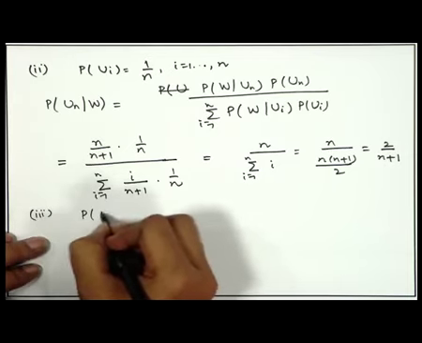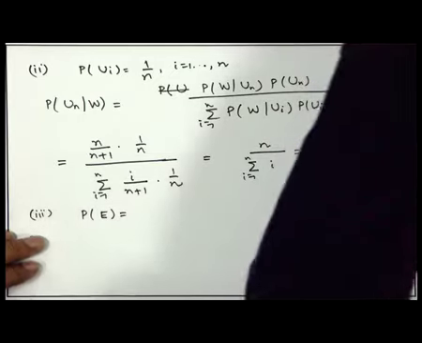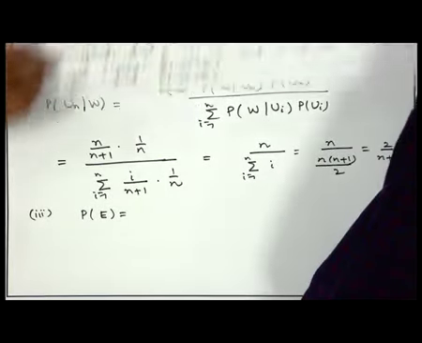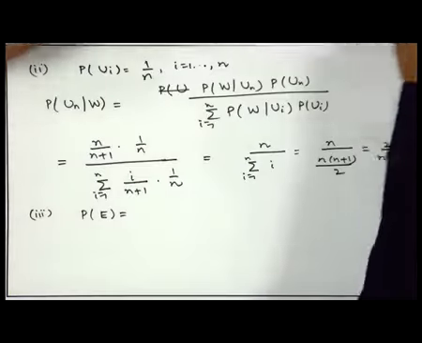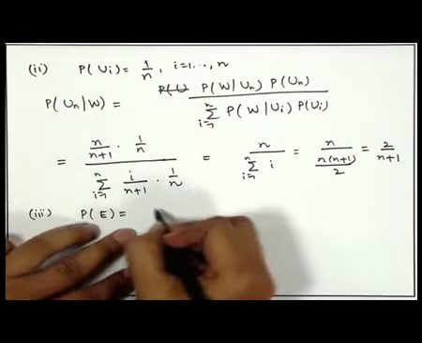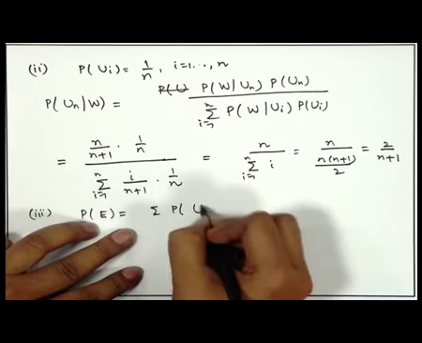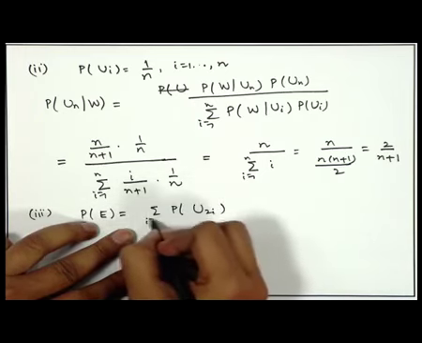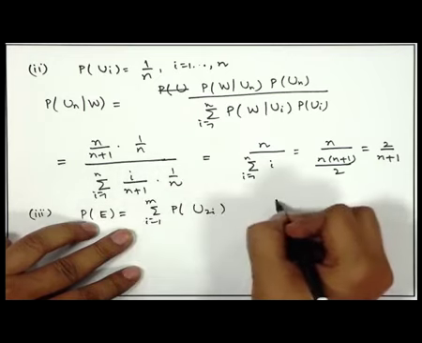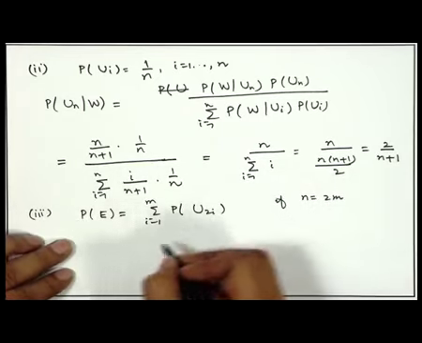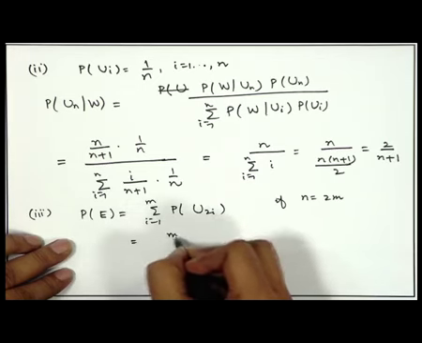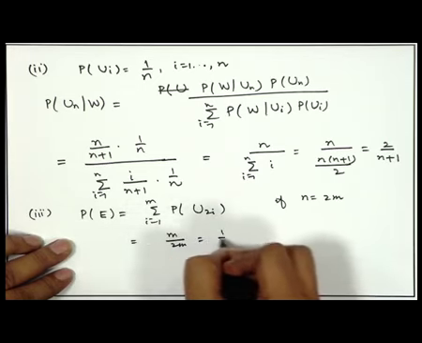Now, in the third part, what is the probability of E? What is the event E? That an even numbered urn is selected. So, that will become equal to sigma probability of u 2i, i is equal to 1 to m, if I assume n is equal to 2m. So, that is becoming m divided by 2m, that is half.